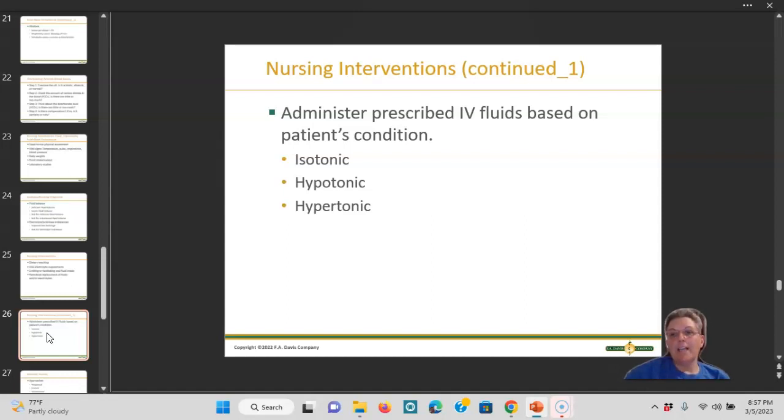So if you consider isotonic the same as a unit of blood, it's not going to cause a shift in fluid in or out of the cells, and it's just filling the gas tank. So when you're a quart low, you're putting gas in your tank just to fill it up. That's exactly what isotonic fluid is. So it's 0.9 NS, which is the same as your body and the same as a blood product. So it doesn't cause big swings in or out of the cells.